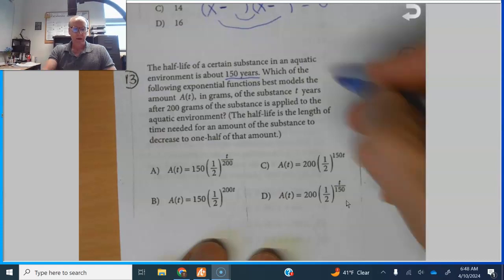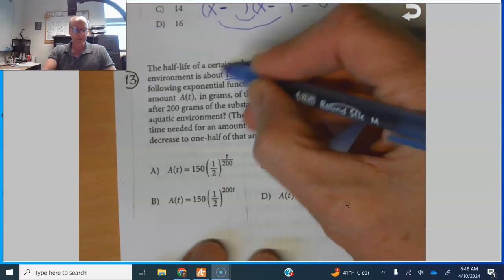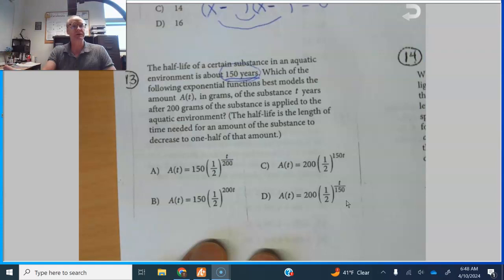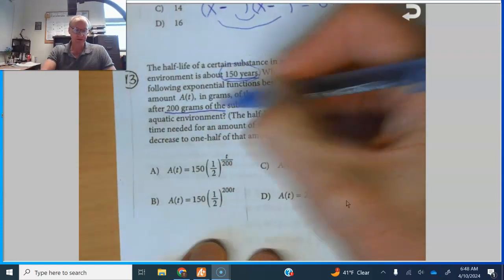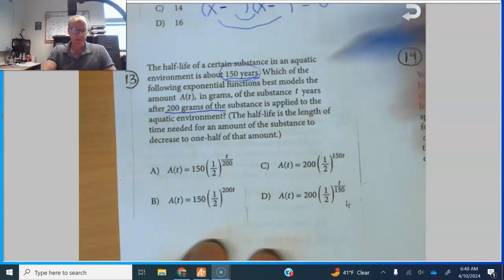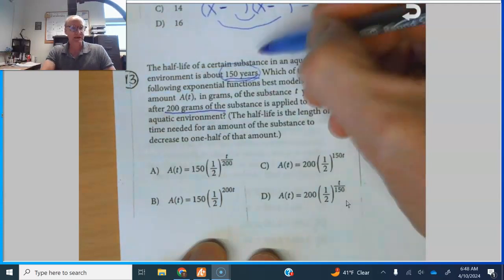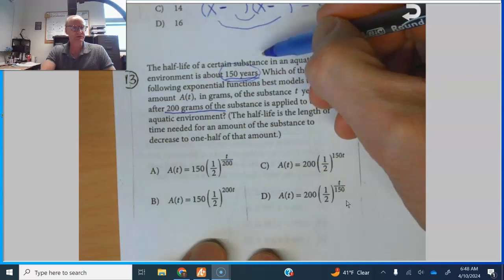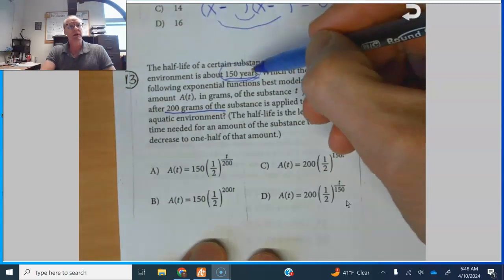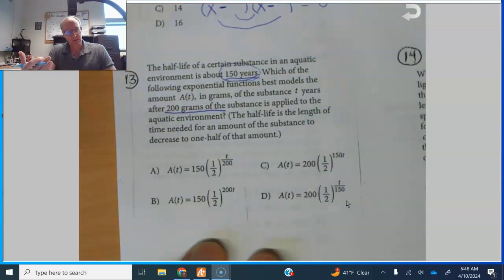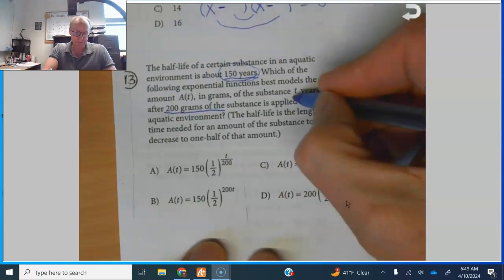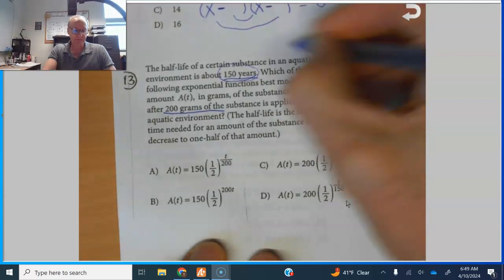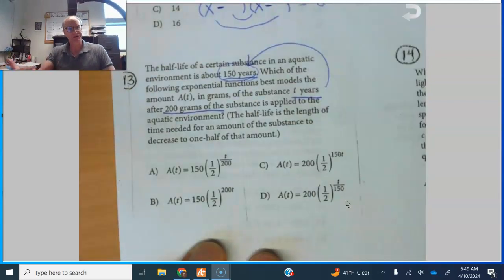Think about if you put 150 years, how do you get 1/2 of the substance? The substance includes 200 grams of the substance. I assume it's radioactive since it has a half-life of 150 years. So we want to find out what's the equation in T, where T is the years, where if you put 150 in, you get half as much out.